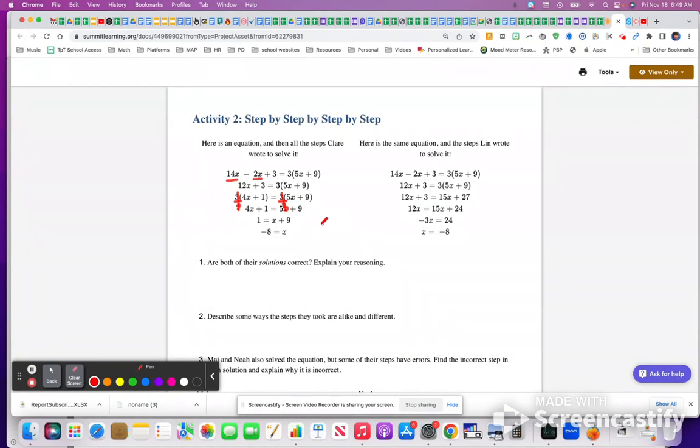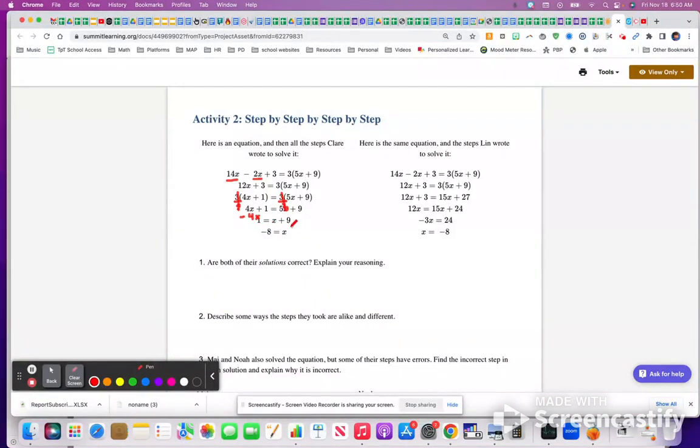It looks like the next thing she did was she decided that if she subtracted 4x from this side, she could get rid of it. But remember, whatever you do to one side of the equation, you have to do to the other side of the equation. So she subtracted 4x from this side, and that means she subtracted 4x from the other side as well. So 5x minus 4x is just 1x, and 4x minus 4x is 0. So 1 equals x plus 9.